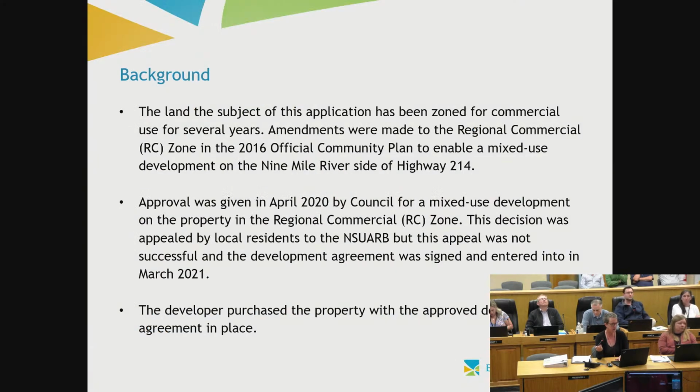Thank you, Mr. Chair. So the land that's subject to this application has been zoned for commercial use for several years. Amendments were made to the regional commercial zone in 2016 to enable mixed-use developments on the 9 Mile River side of Highway 214. Approval was given in April 2020 by Council for a mixed-use development on the property in the regional commercial zone. That decision was appealed by local residents, but the appeal was not successful and the development agreement was signed and entered into in March 2021.